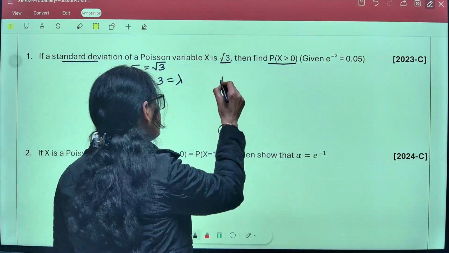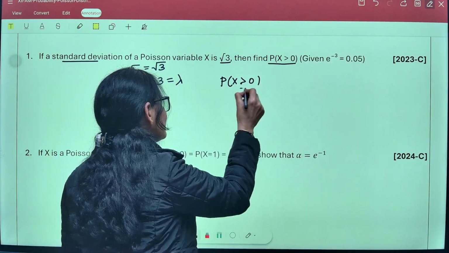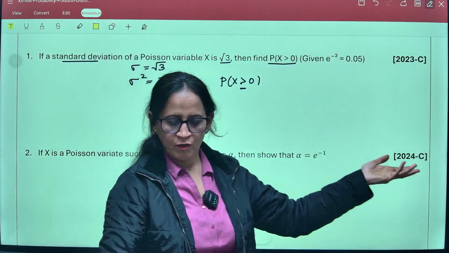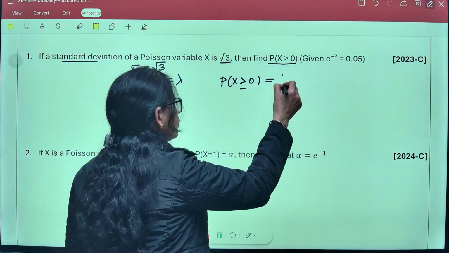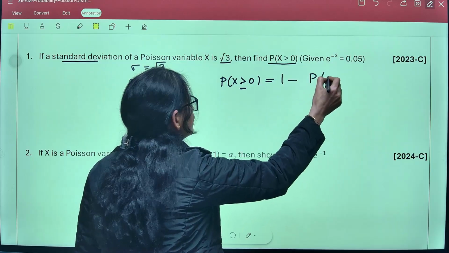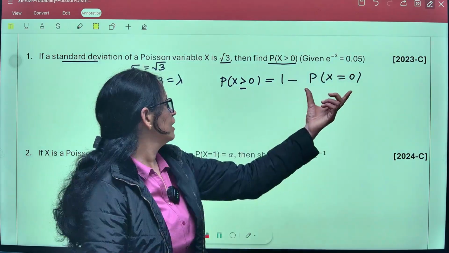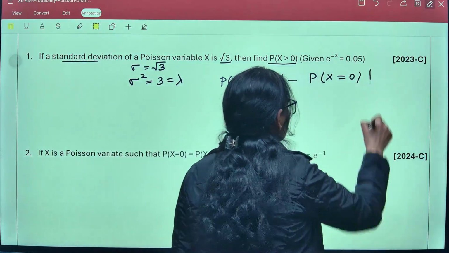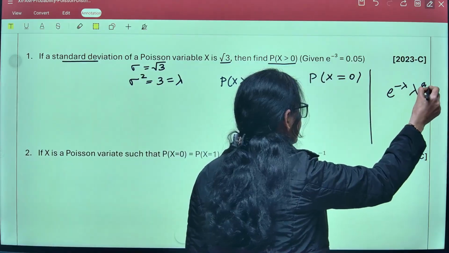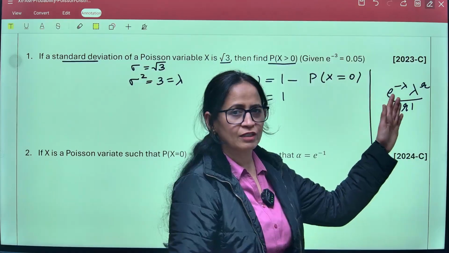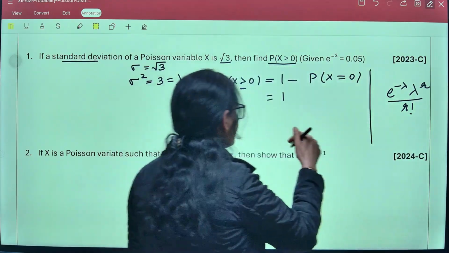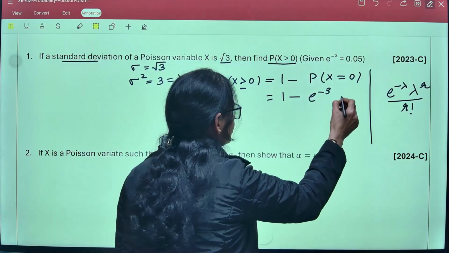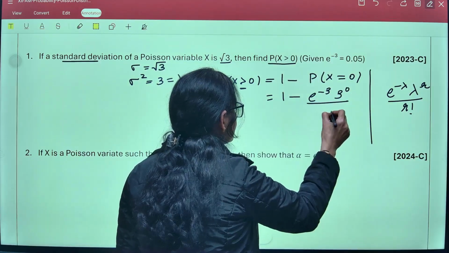So whenever we need to calculate probability of a random variable greater than some value, look on the other side. What is there less than that value? For example, in this case, you need to find 1 minus probability of x being equal to 0. That will give you the value of probability of x being more than 0. So let's find that. Formula for Poisson distribution, e raised to power minus lambda, lambda to the power r upon r factorial. Make it a point to write the formula so that you don't make mistakes putting the values. So now 1 minus e raised to power minus lambda, lambda is 3 here, e raised to power minus 3, 3 to the power 0 upon 0 factorial.